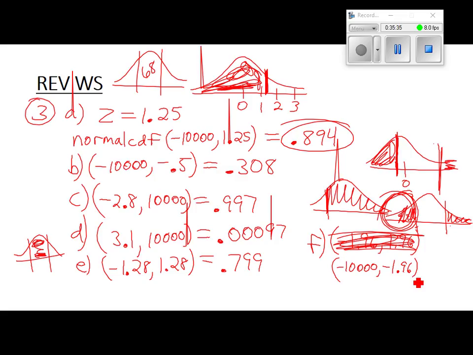What would that give you? 0.024, everybody agree with that? Then what are you gonna do with that? Times it by 2, so what's that give you? 0.049. That's pretty close.